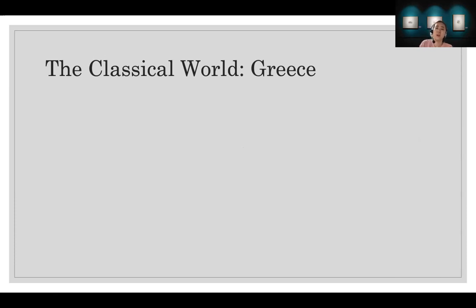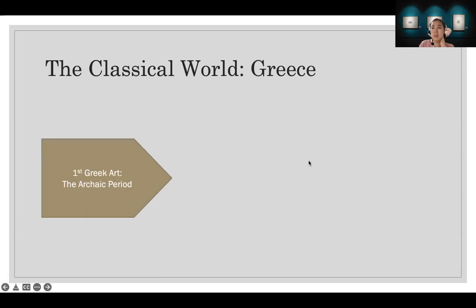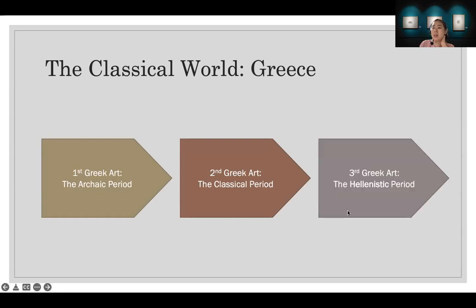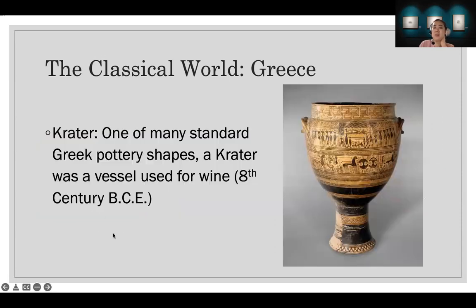So there are three artistic periods in Greek art. First is the archaic, the next period is classical, and the last period is Hellenistic. So let's see the archaic period first. So this is called a crater. A crater is one of many standard Greek pottery shapes. A crater was a vessel used for wine.